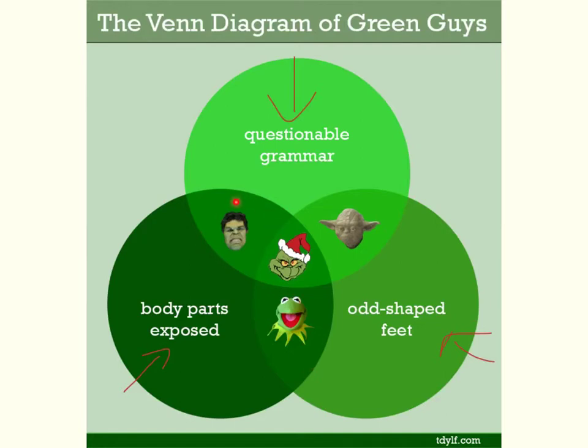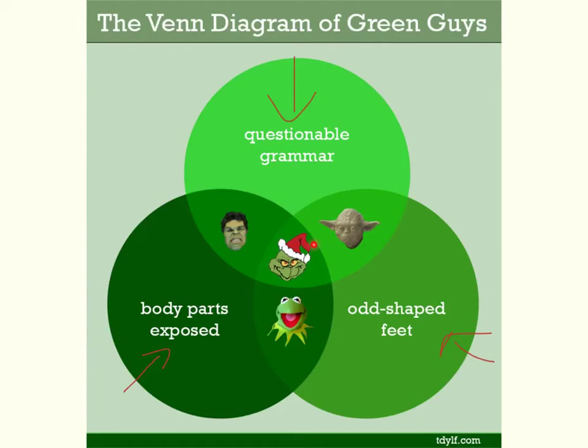You've got the Hulk. He's got questionable grammar and body parts exposed, so that's why he's right here in the middle of these 2 circles, but he doesn't have odd-shaped feet, so he's not there in the middle. However, the Grinch here, he's got all 3 characteristics. He's got questionable grammar, he's got odd-shaped feet, and he's got body parts exposed. So he is right there in the middle and part of all 3 circles. That, in a nutshell, is a Venn diagram.